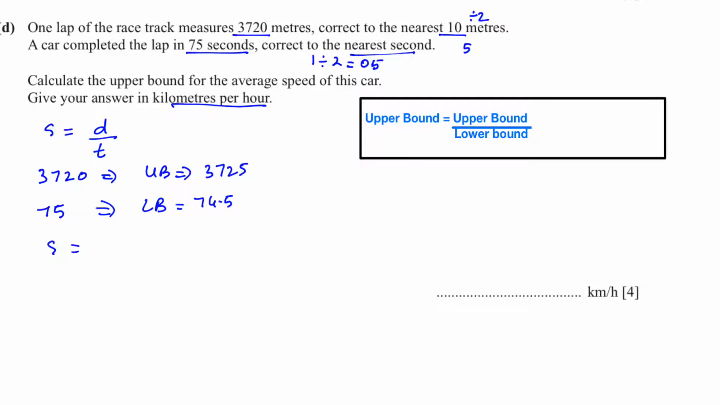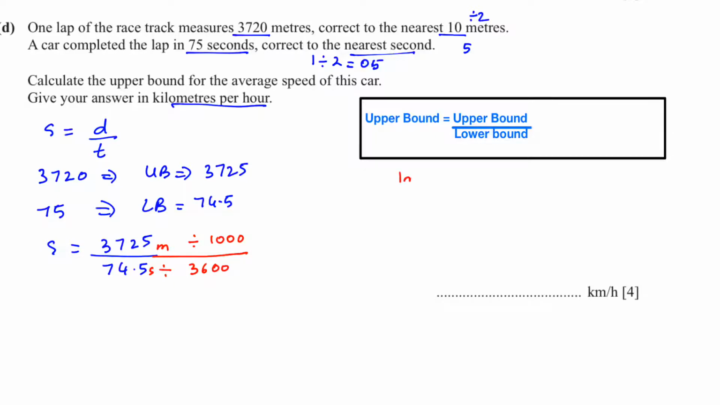Now we will divide 3,725 by 74.5. Here we have meters. To change meters into kilometers, you have to divide by 1000. And to change seconds into hour, you need to divide by 3600. So this is what you will put in the calculator like this.